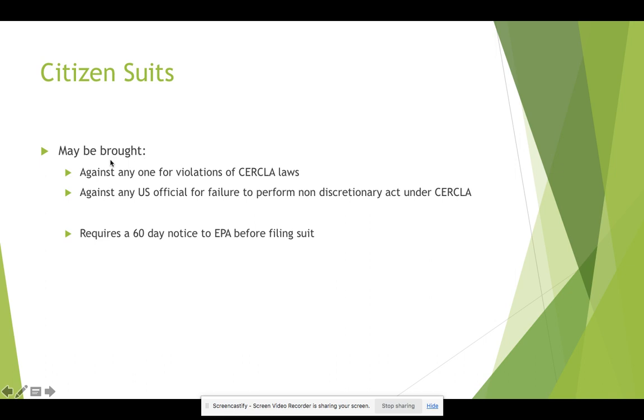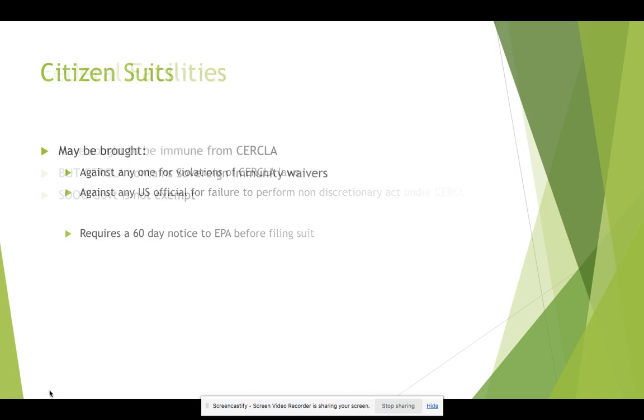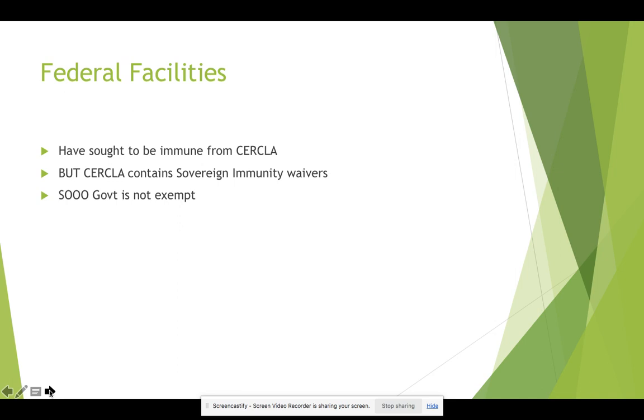Okay, citizen suits, right? So if anyone violates CERCLA laws and I have damage, or who is somehow not complying with CERCLA, or if a U.S. official doesn't do what they're supposed to do under CERCLA, and then if I'm going to bring a citizen suit, I have to tell the EPA about it 60 days before. So it's not as strong of a citizen suit kind of place. It's more of an EPA statute.